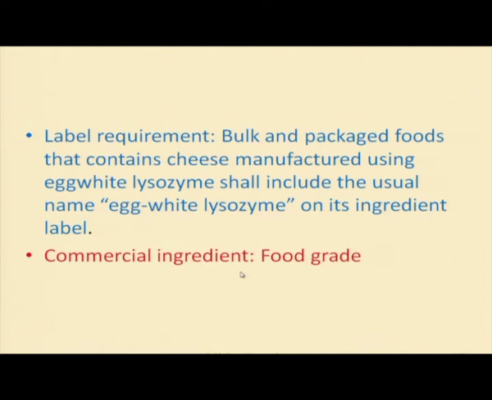The name of the enzyme is lysozyme hydrochloride, and when you add it, as you know, all of them require a label. So what do we write on the label? In bulk and packaged foods that contain cheese manufactured using egg white lysozyme, it will include the usual name, egg white lysozyme, on its ingredient label, and this term indicates that it is food grade. It is manufactured from egg white lysozyme, a commercial ingredient, and it is food grade. All these are the conditions which have to be followed if lysozyme is used for preservation of a particular food.